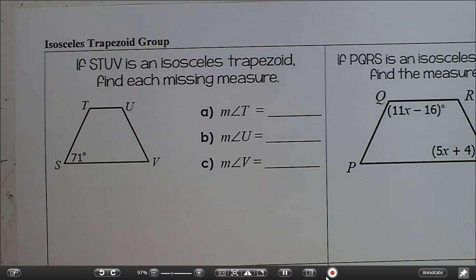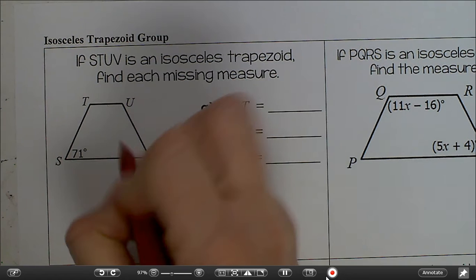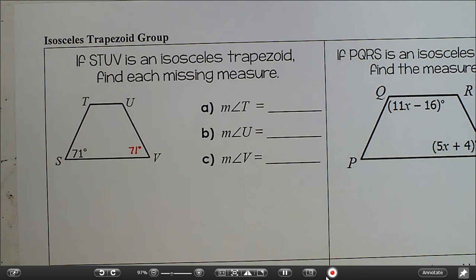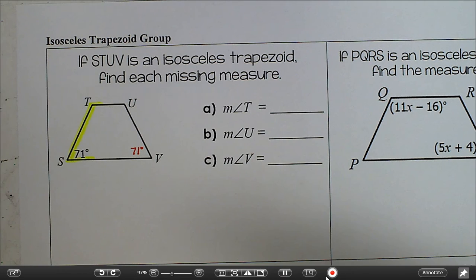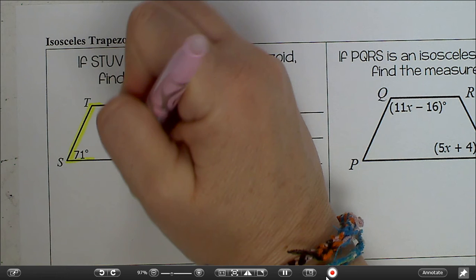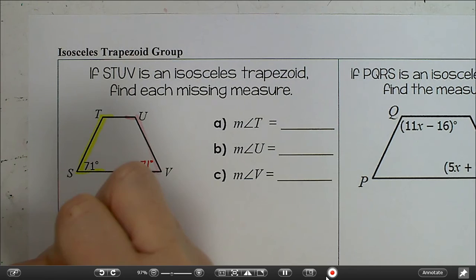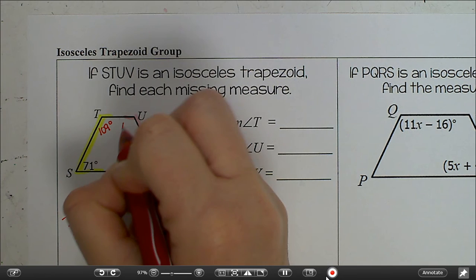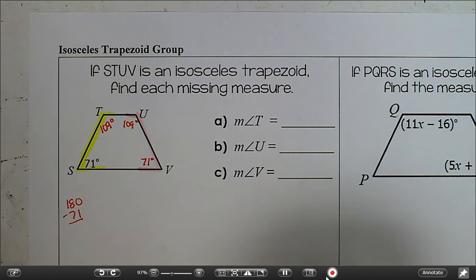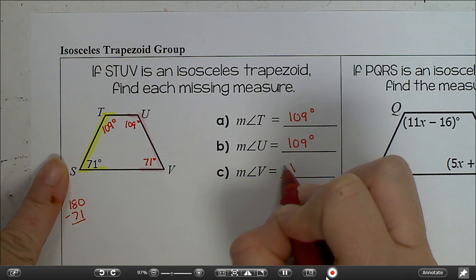If STUV is an isosceles trapezoid, find each angle measure. The first one that jumps out at me is the base angles. So that works there. And then as we talked about before, the little hugs, same side angles between parallel lines, consecutive angles, are supplementary. 180 minus 71 is 109, and that would work on this side also. Angle T is 109, angle U is 109, angle V is 71.